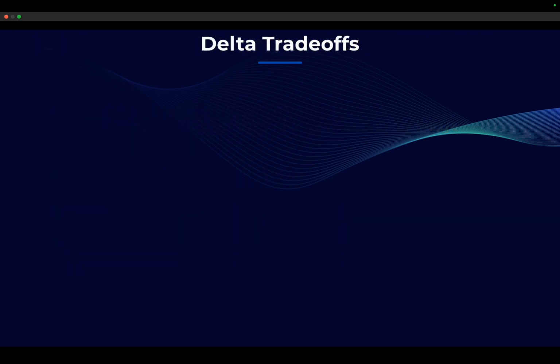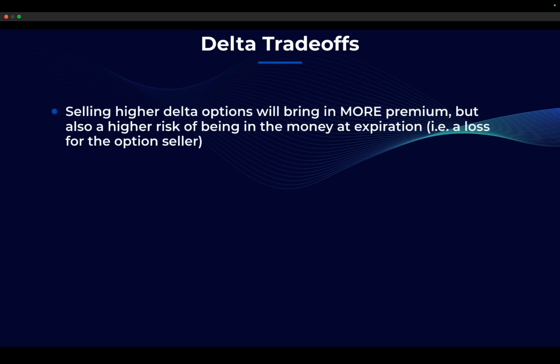So what are some of the trade-offs with delta if I'm looking to get out there and make a trade and I propose a trade and I see what the delta is? Well, it's important to understand that if I am making higher delta options trades, particularly if I'm selling higher delta options, it's going to bring in more premium, but it also has a higher risk of being in the money at expiration.